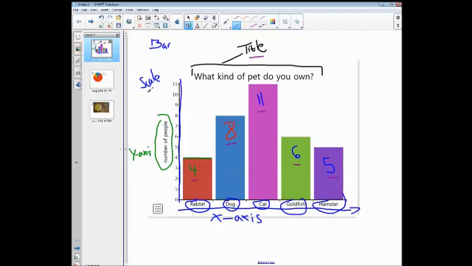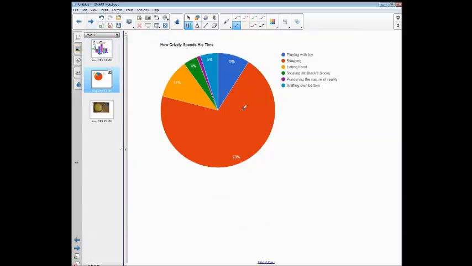So that's all you need to know about a bar graph. You got the title, the scale. The scale can change depending on how many numbers you need to show. You have the y-axis, the x-axis, and you have labels. Next, okay, let's look at a pie chart. This is a pie chart, and go ahead and have a read.